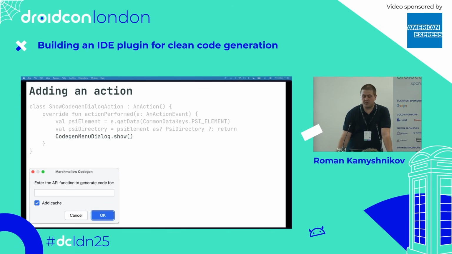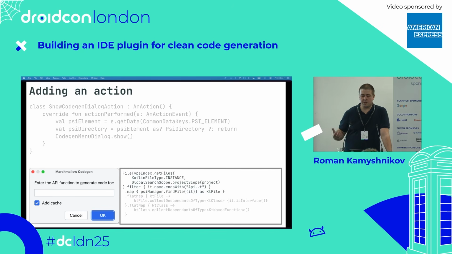And in order to make things easier for the user, we also want to add some autocomplete to the text field that will give you the list of endpoints that you have in your code base. And for that, we can leverage the indexes that the IDE has, and we will ask the IDE to give us a list of all the Kotlin files in the project, and then we can filter by keeping only the ones that end with API.